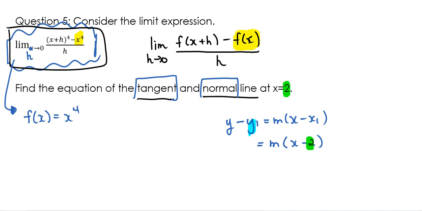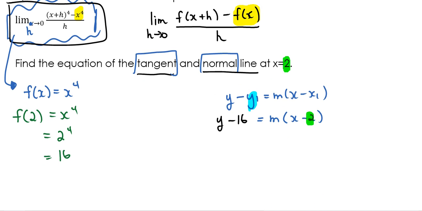We need to find the value of y1. In order to find the value of y1, I can just substitute f of 2 into my original equation here. So this would be 2 to the power of 4, which is going to be 16. So this will be y minus 16. That's just bringing that value over there.